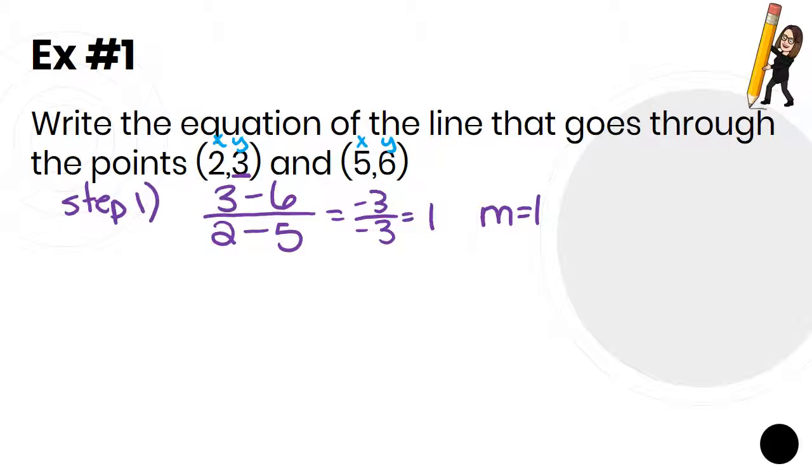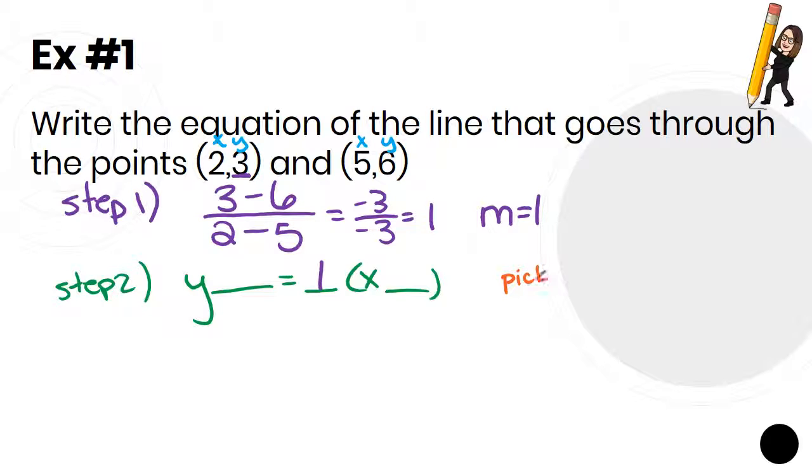Step 2 is to write an equation. So I'm going to set up my point-slope form, which is y with a space, x with a space. Okay, my m always goes in front of my x. Start with that. Then we need to pick a point. It doesn't matter which point you choose. Okay, I'm going to pick the first one only because it's first.